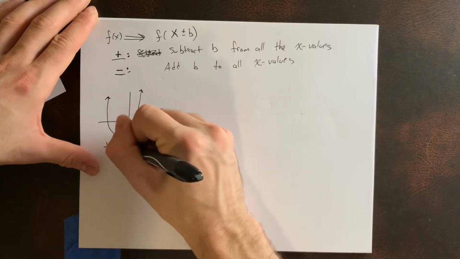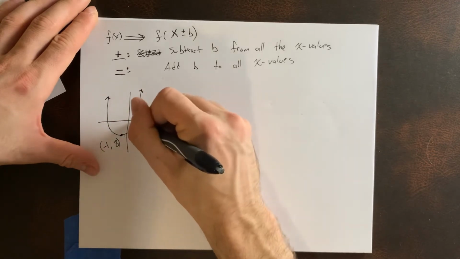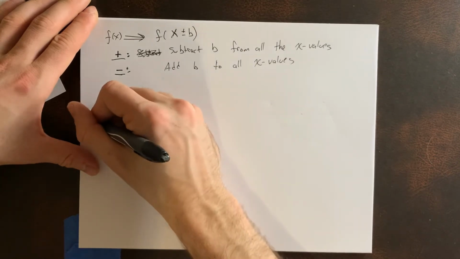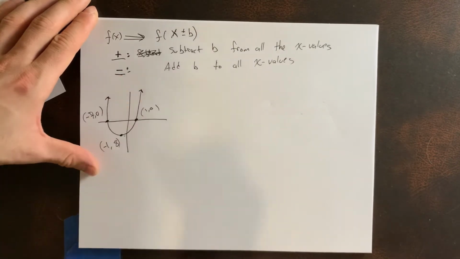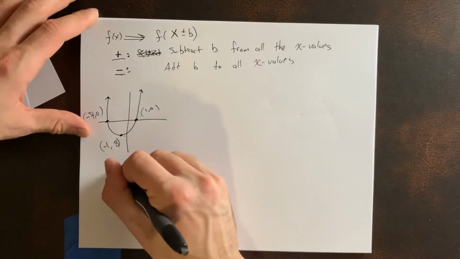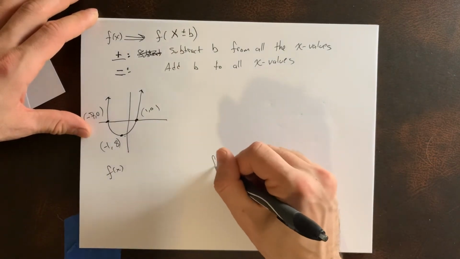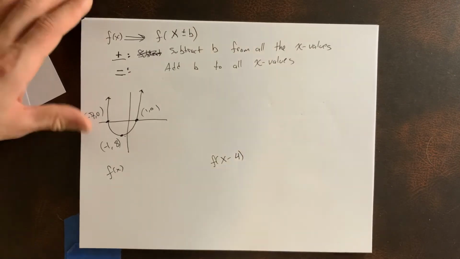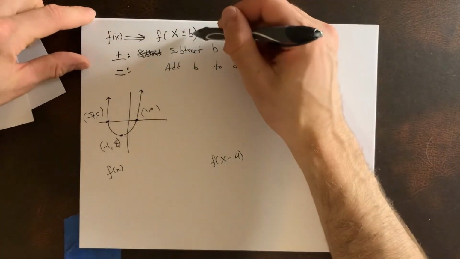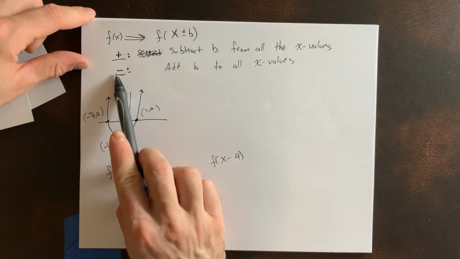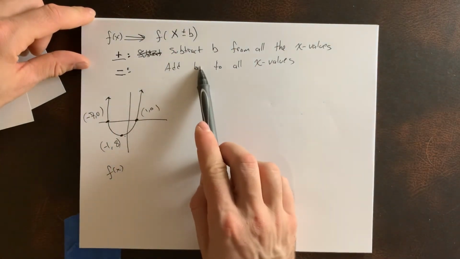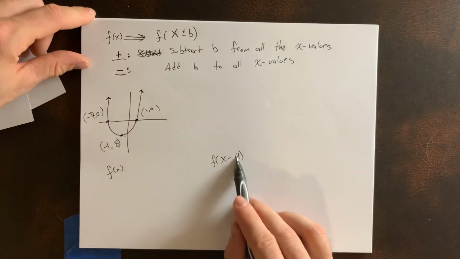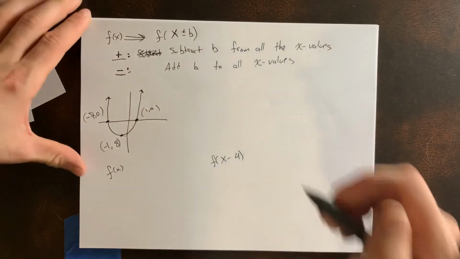Here's the point minus 1, 8. Here's the point 1, 0. And then here's the point minus 7, 0. Call this f of x. Now let's say we want to find the graph of f of x minus 4. Okay, so that's of this form. We have x minus a number. When we see it's x minus a number, we're going to take that number and add it to all of our x values. So that we're doing x minus 4. So we're going to take 4 and add it to all the x values.